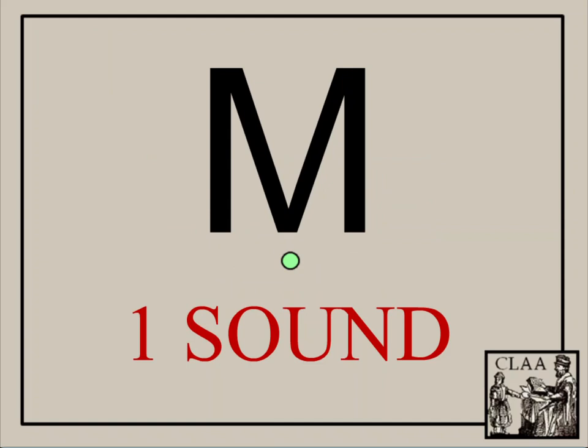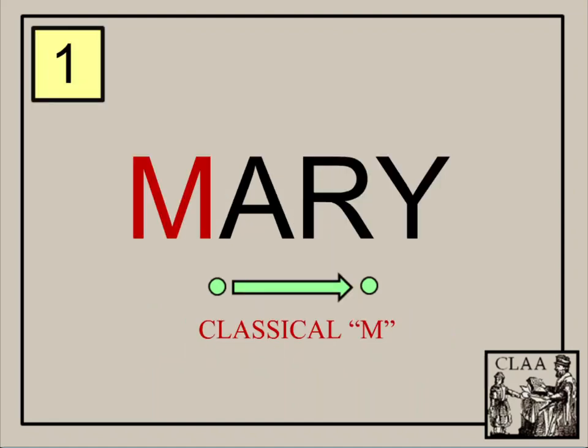The next consonant we'll study in this lesson is the English consonant M. Look carefully at the letter on your screen. This is the English consonant M. The English M makes one basic sound. The English consonant M makes the same sound as the classical consonant M. M. Let's read this word together using the sound of a classical M. Mary, Mary, Mary.